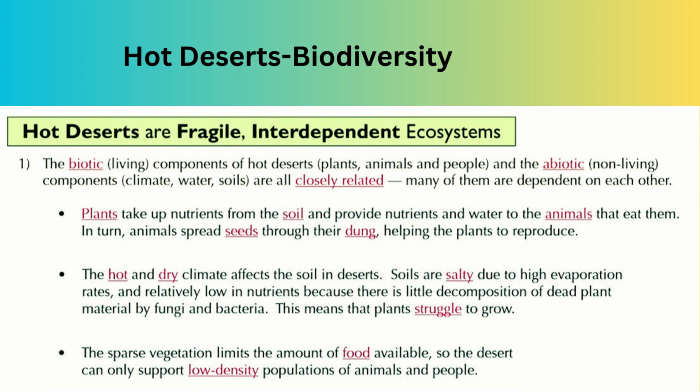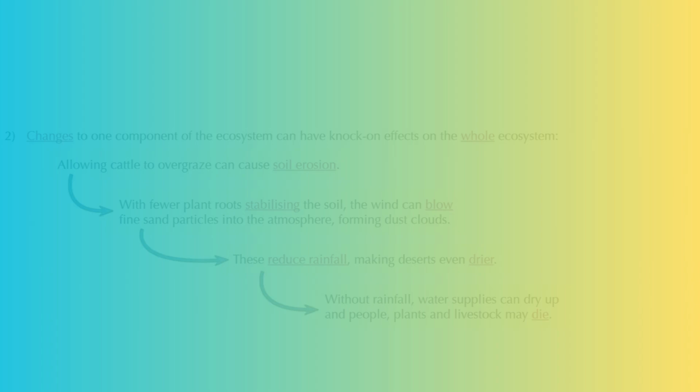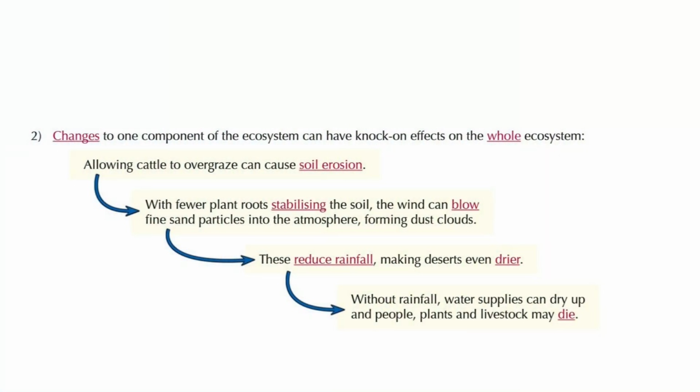The sparse vegetation limits the amount of food available, so the desert can only support a low density population of animals and people. Changes to one component of the ecosystem can have knock-on effects on the whole ecosystem. Allowing cattle to overgraze can cause soil erosion.